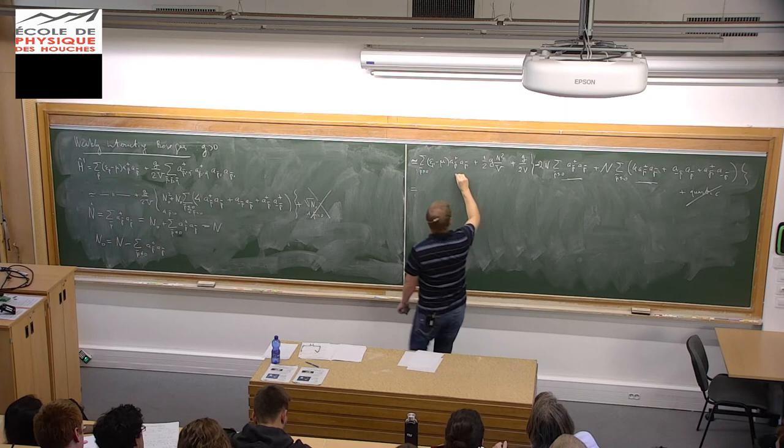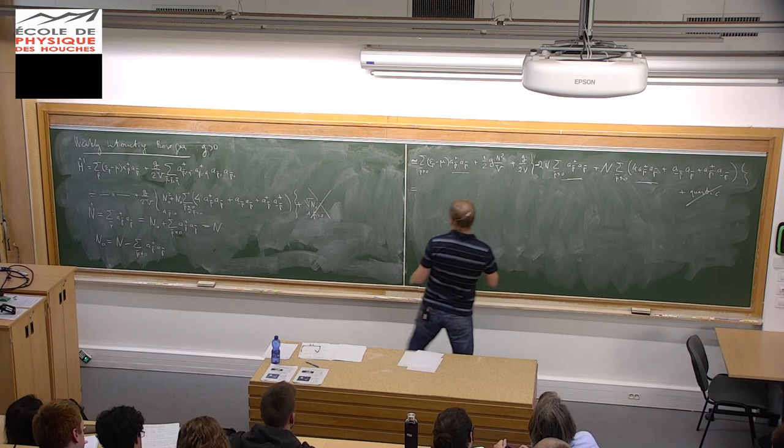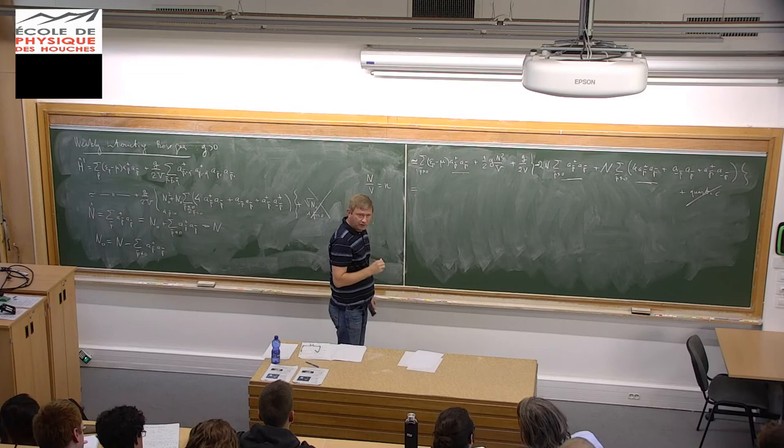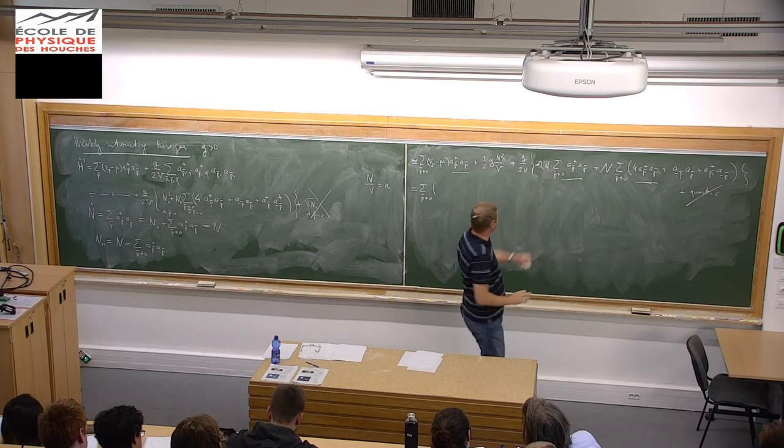So let me combine all these three terms together. Because I have here N, I have here V, and if I remember that N over V is just my concentration n, I can write this term as a sum over p non-zero, like here. So this term would give me epsilon.